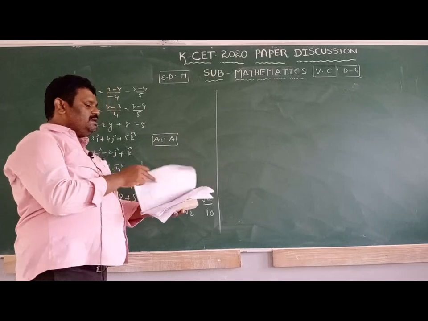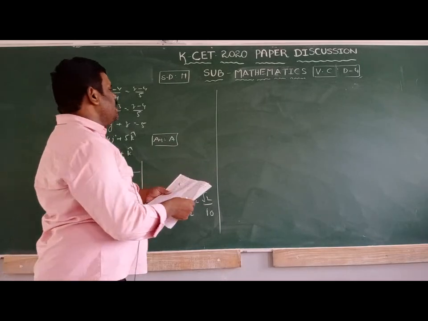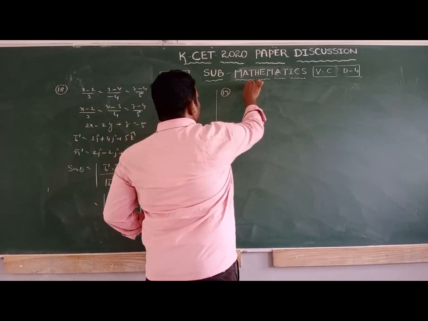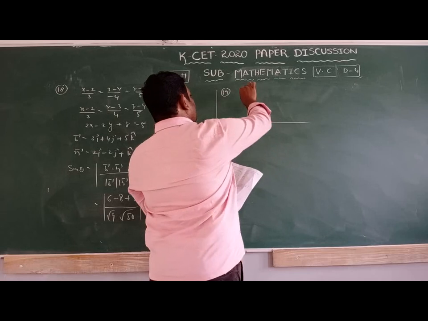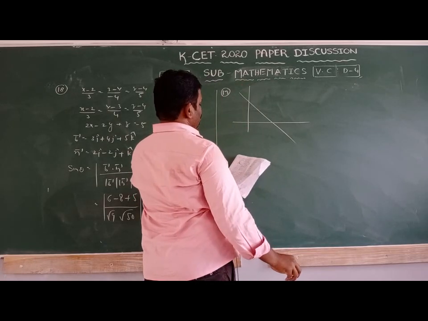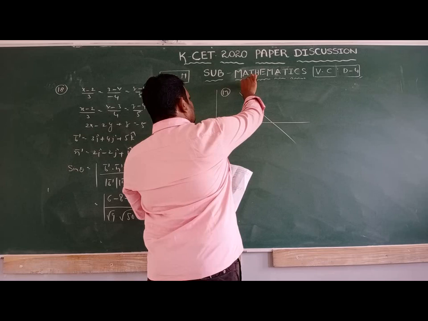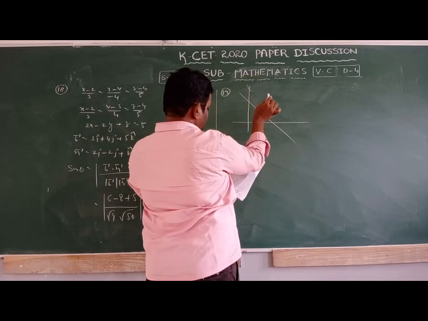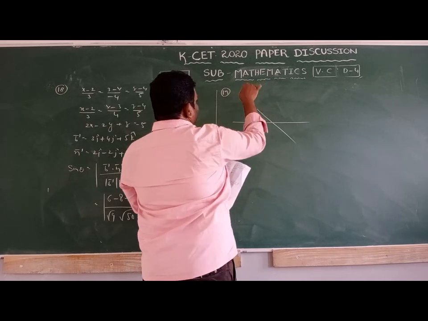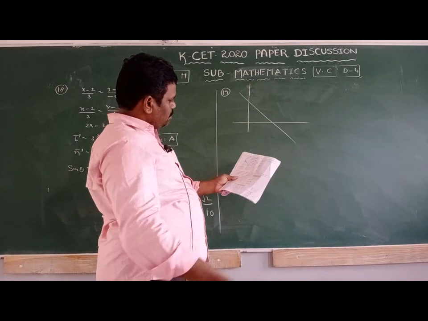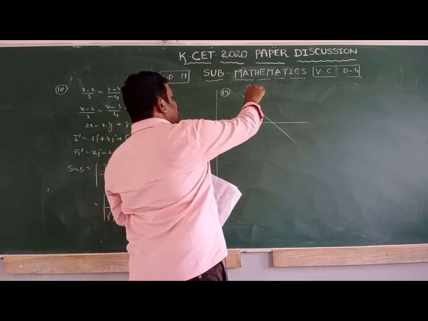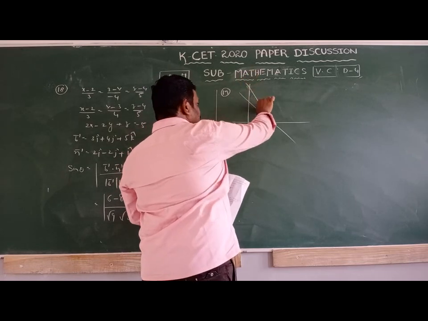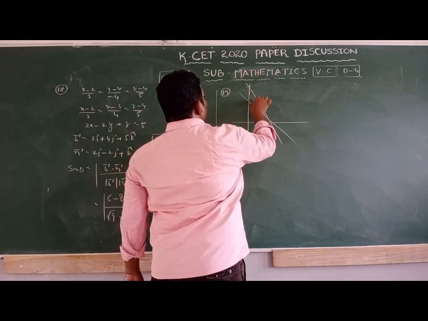Next, 19th bit. So the 19th question given here is an LPP problem, a linear programming problem. So this type of figure is given, here this line given, so another line, so like this another line. Like this one line given, another line, so like this another one line given. Okay? Now this is the feasible region.